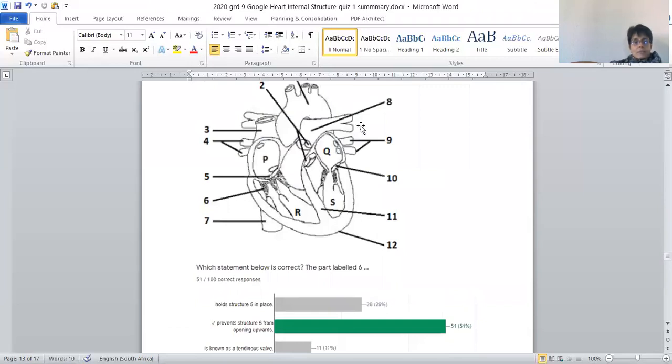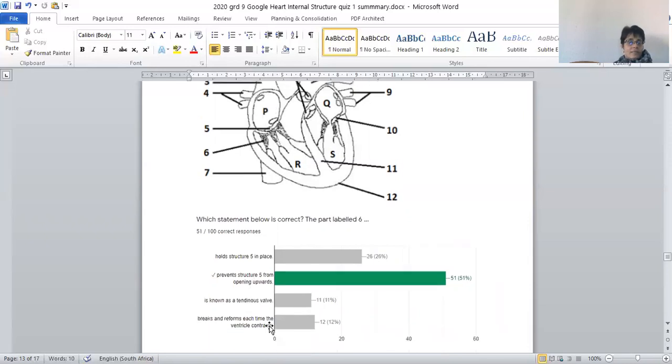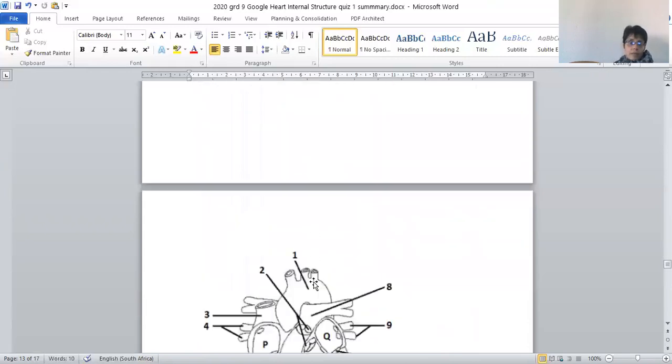The part labeled 6 there, those are those little tendinous cords. They hold structure 5 in place. Okay, now what? No, they prevent structure 5 from opening upwards. If they're attached to the valve below, what can I use here? My phone. If those tendinous cords are attached to the valve, it can only open down. It can't open up because they are pulling the valve down like that. It's not a tendinous valve, it's a tendinous cord. They break and reform. Well, I just made that up. That's nonsense. Okay, next one.